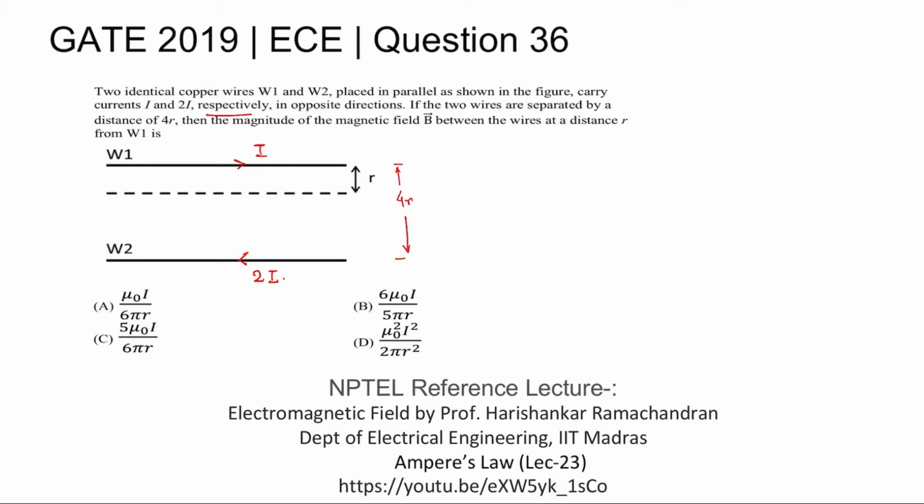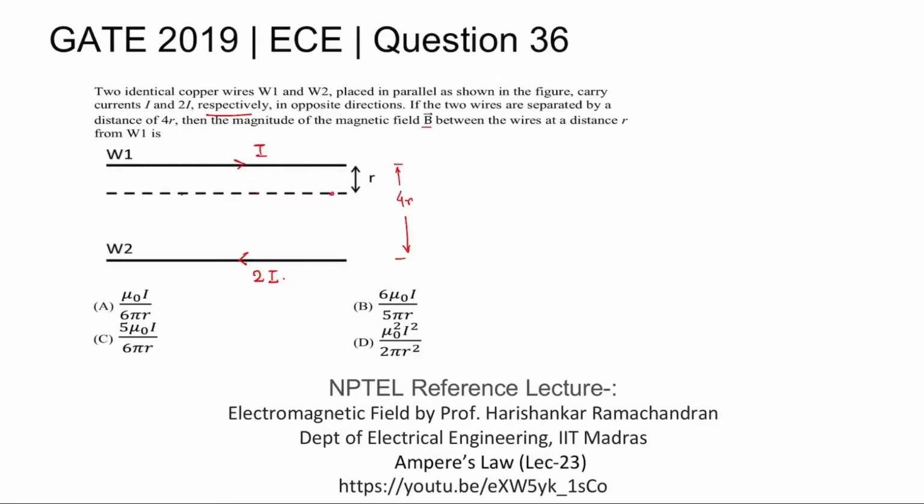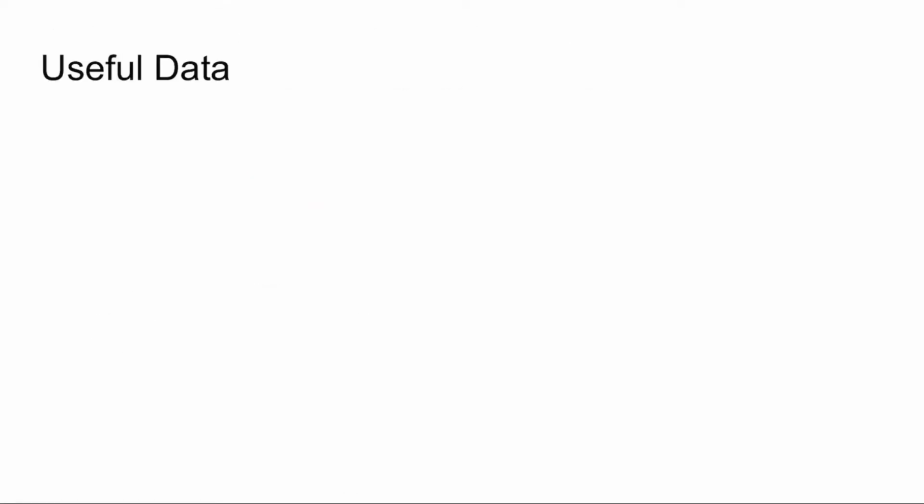then the magnitude of magnetic field between the wires at a distance r from W1, so at this point, any point, you see they have been asking the value of B vector, that is magnetic field, that is magnetic flux density. They are asking to find us the value. So to find out B, B will come from H and H will be determined from Ampere's law.